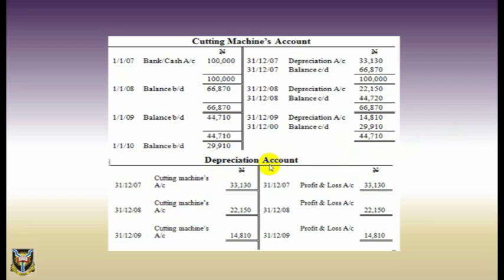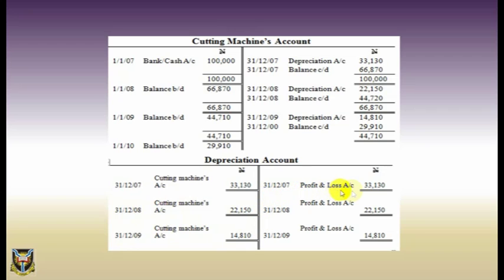Depreciation account. 31/12/2007 cutting machines account 33,130. 31/12/2008 cutting machines account 22,150. 31/12/2009 cutting machines account 14,810.